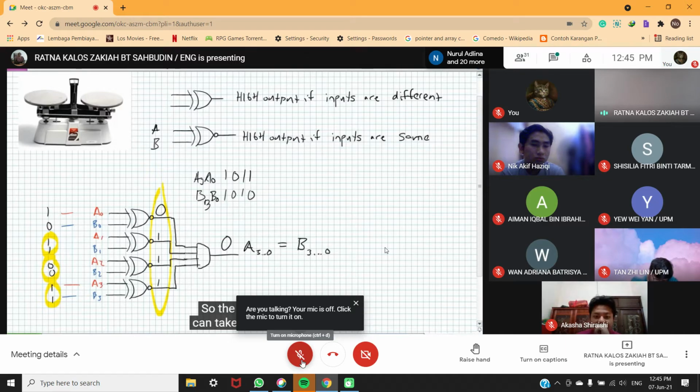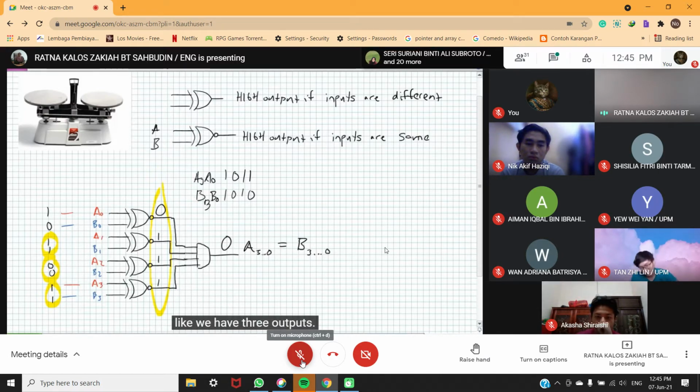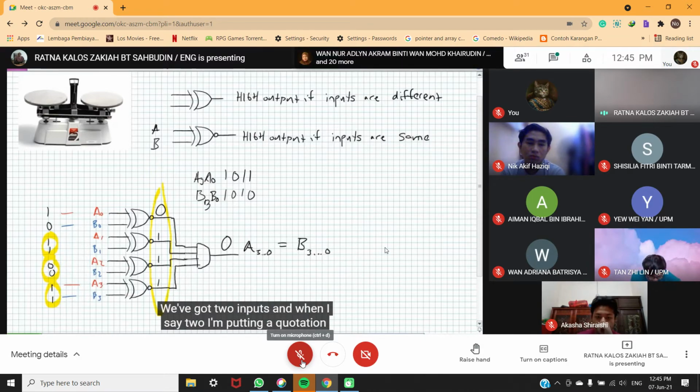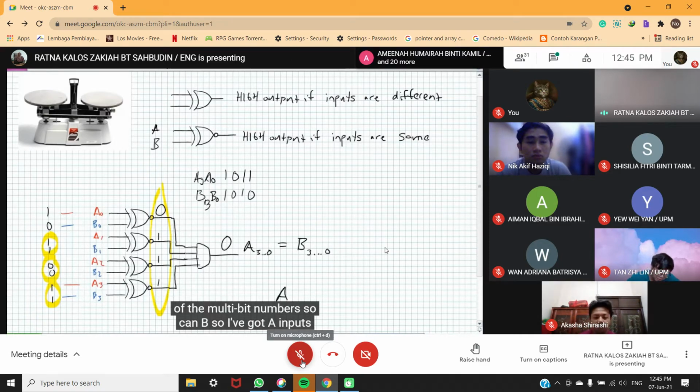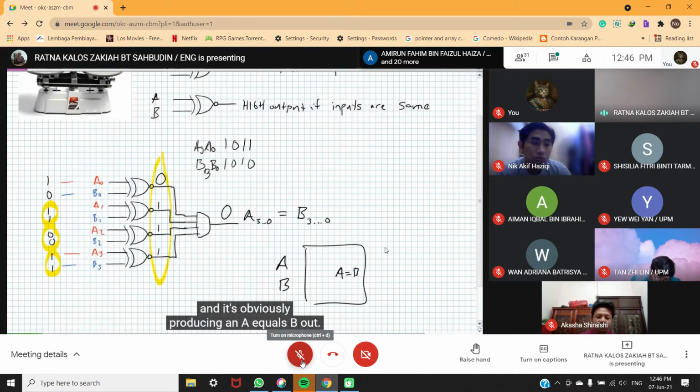So the inequality can take two forms. Number A can be larger than number B, or number A can be smaller than B. So it sounds like we have three outputs. We've got two inputs, and when I say two, I'm putting a quotation mark around that because A can take the form of a multi-bit number, so can B. So I've got A inputs and B inputs to a comparator, and it's obviously producing an A equals B output. If they're equal, it's going to signify that as a high. But there are two other possible occurrences: A could be greater than B, A could be less than B.